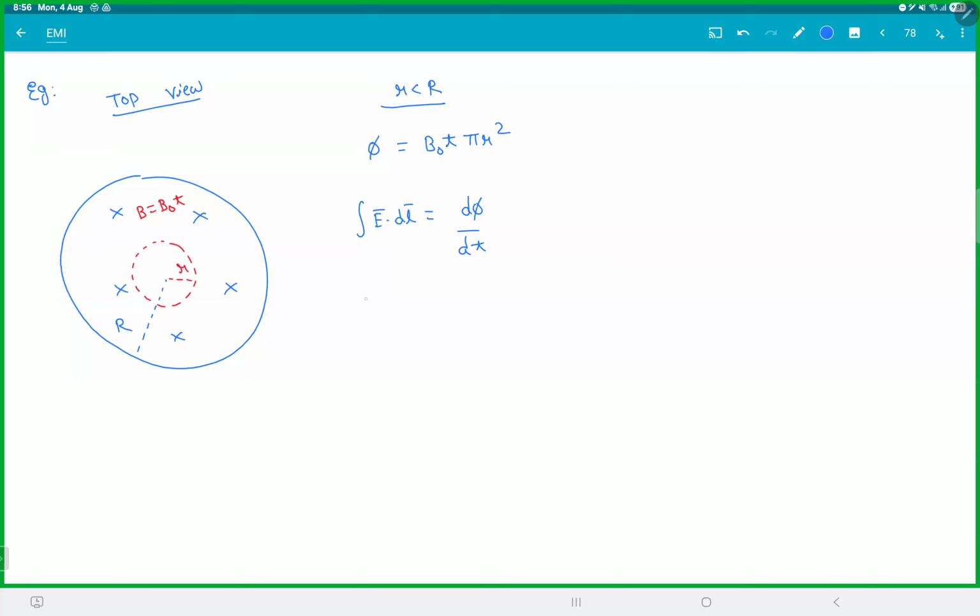Now, since it is uniform, if you see at every instant, E is parallel to dl. This will be E bar and that will also be dl bar. So this will become E dl cos 0. d phi by dt will be B naught pi r square. E comes out of the integral, and integral dl will be 2 pi r. B naught by r square. Therefore, the field inside will be B naught r by 2.